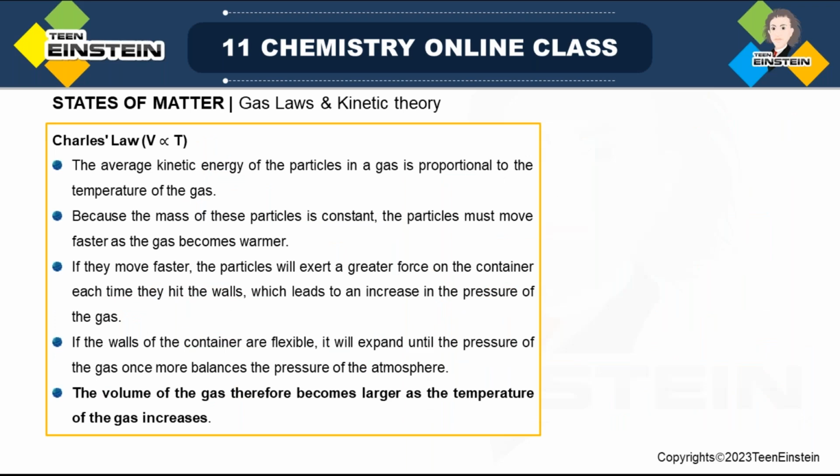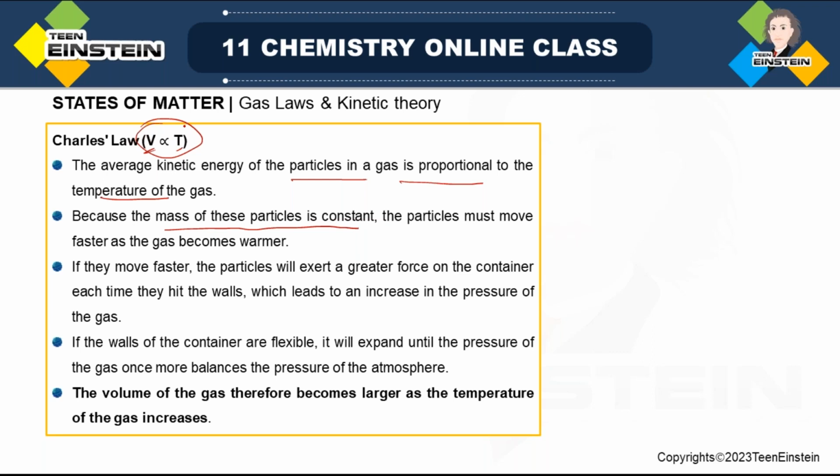Charles law is the relationship between volume and temperature under the condition that you have kept pressure fixed and the amount of gas, that is the number of moles, fixed. Then only we can understand the relationship between volume and temperature. So the average kinetic energy of the particles in a gas is proportional to temperature. Now the mass of these gas particles is constant because we are comparing V and T.